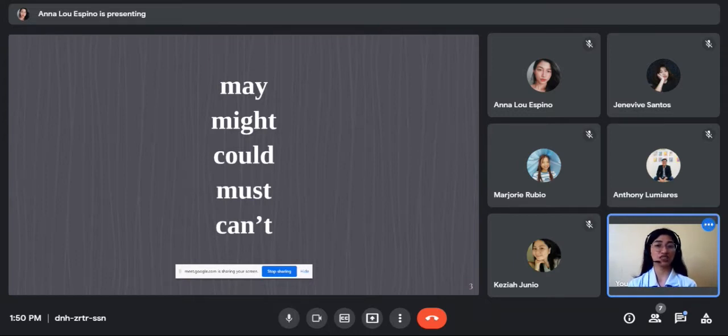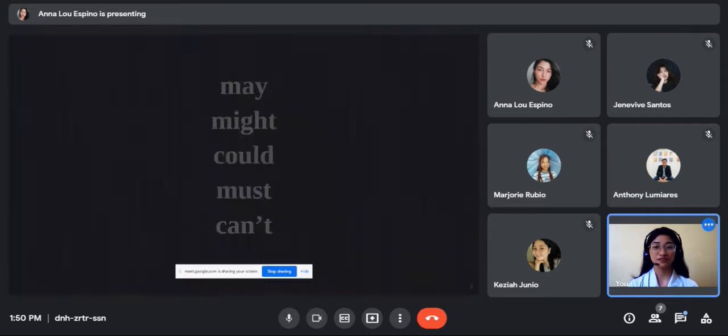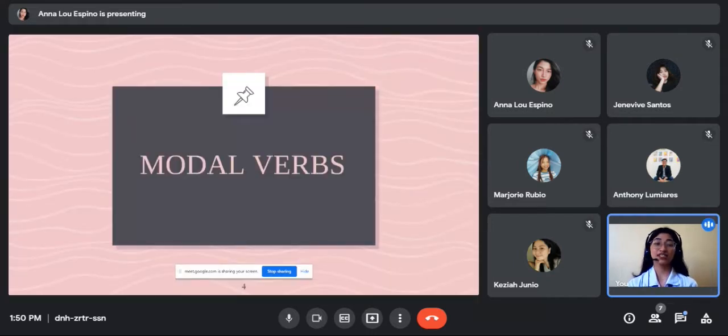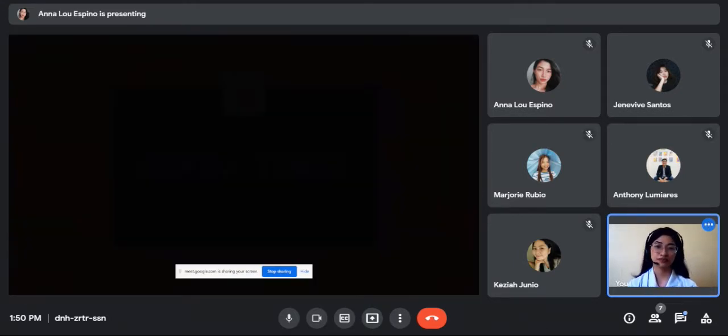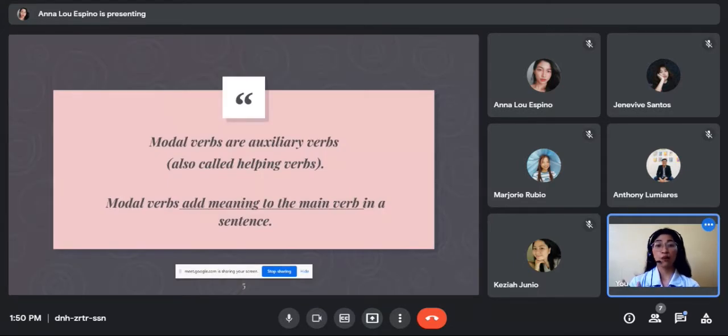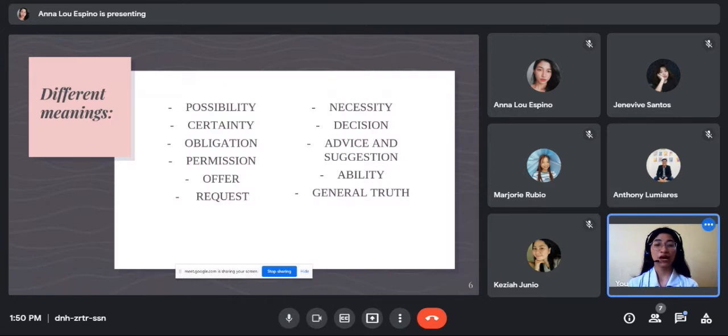So the highlighted words are may, might, could, must, and can't. Do you know what these words are called? These words are called the modal verbs. Let us get to know today what modal verbs are and what is their purpose in a sentence. Modal verbs are also called helping verbs. These are auxiliary verbs. Their purpose in a sentence is to add meaning to the main verb. Take note of that.